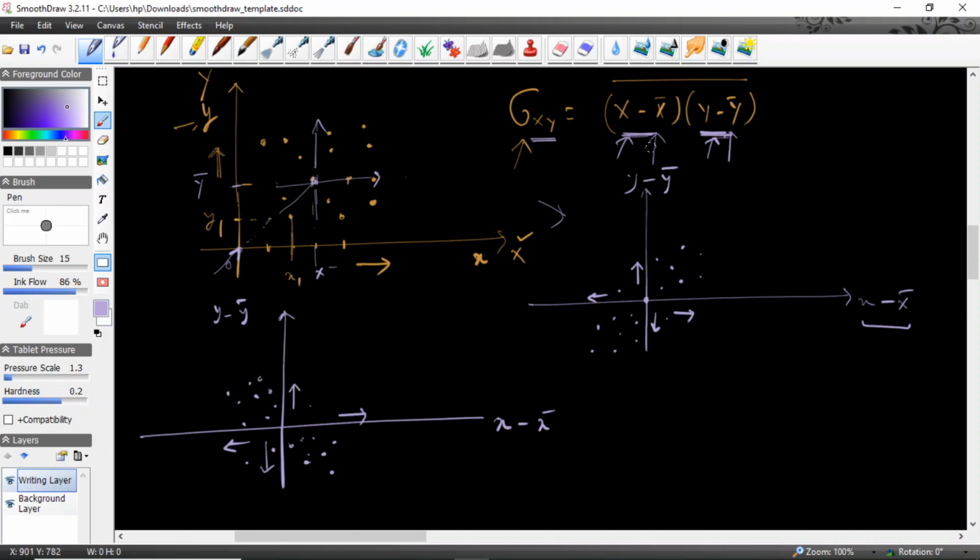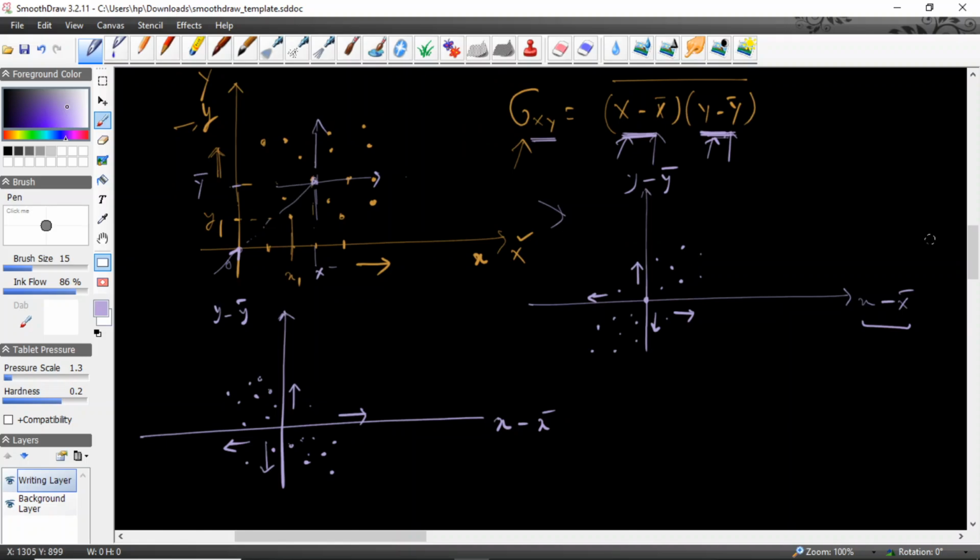So if you find the product, in any case it is going to be negative, because if this is positive then this is negative, and if this is negative then this is positive. So the product is going to be a negative number, and if you find the average value, or expected value, that is going to be a negative number. So when you have a negative correlation between the two random variables, your covariance is supposed to be a negative value.